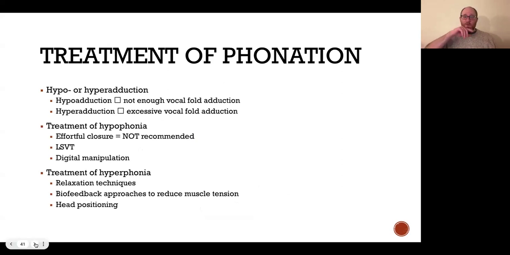As far as treatment of the phonatory system, you're really going to be breaking it down into whether they are hypo or hyperadducted. Hypoadduction means that they don't have enough vocal fold adduction. It means their vocal folds don't really meet in the middle, versus hyperadduction, where they have excessive adduction. These are the ones I was talking about earlier, where the vocal folds kind of slam shut.